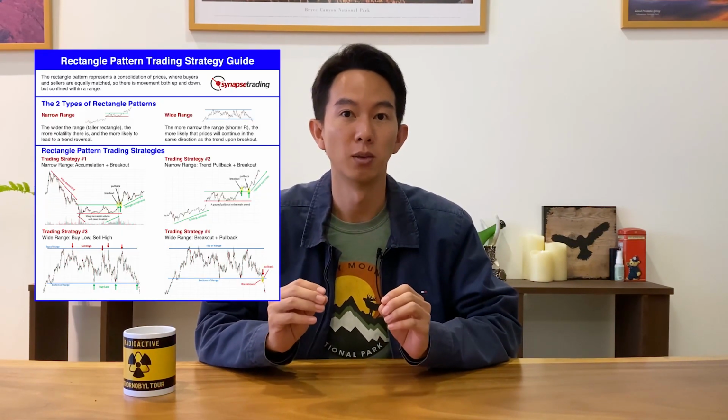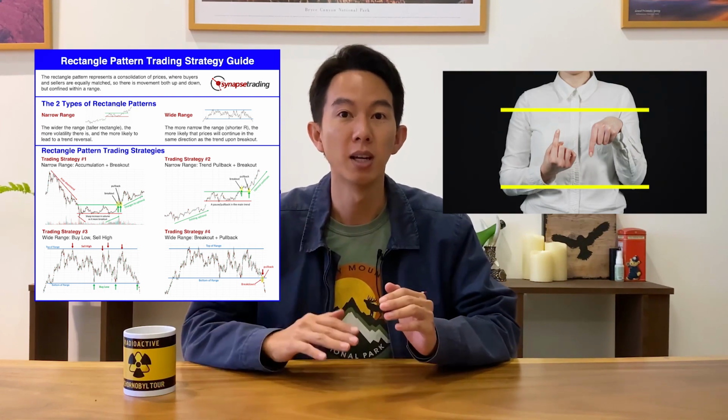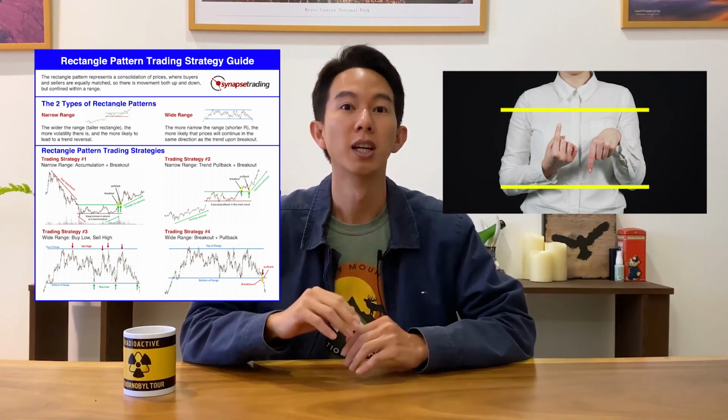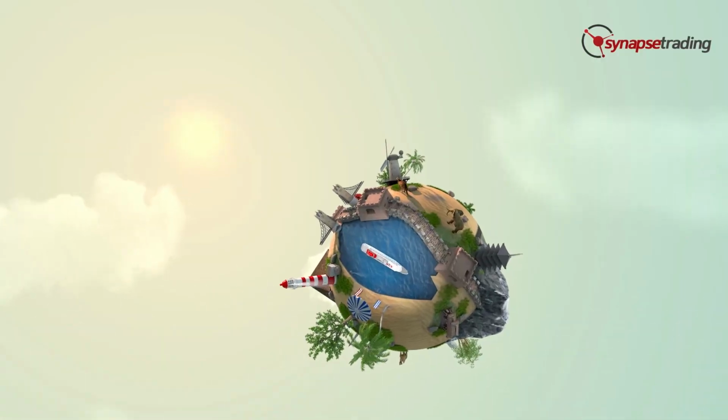The rectangle pattern represents a consolidation of prices where buyers and sellers are equally matched, so there's movement both up and down but confined within a range. This makes the rectangle pattern a very versatile price pattern for trading breakouts. There are two main varieties of rectangles, namely the wide range and the narrow range rectangles, each with different trading strategies.